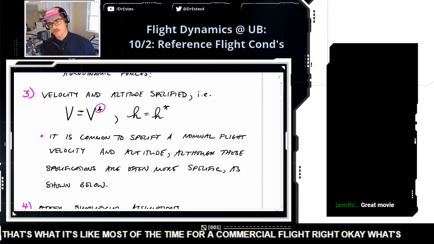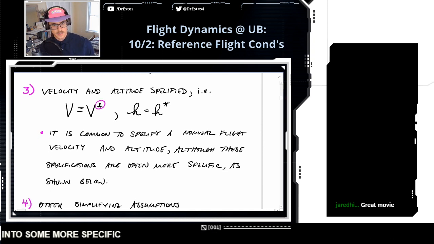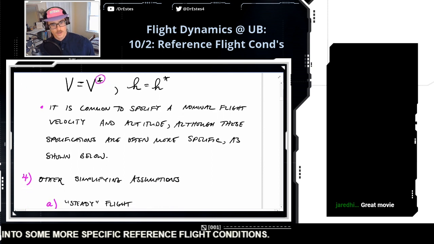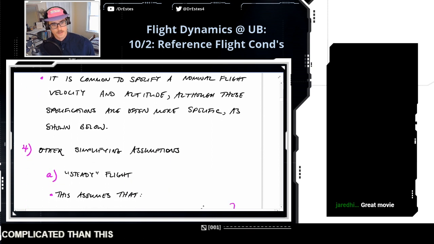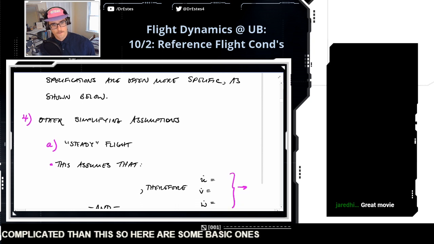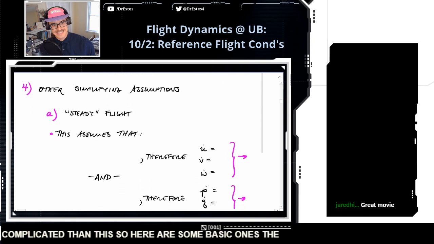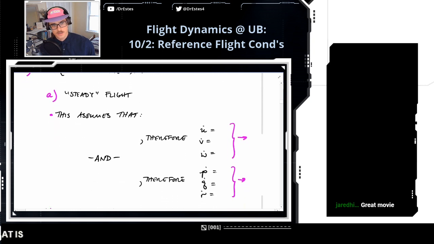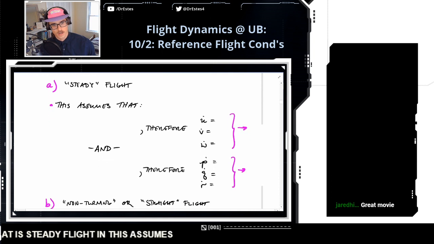Let's get into some more specific reference flight conditions though, because it'll get more complicated than this. So here are some basic ones. The first one we're gonna look at is steady flight, and this assumes a couple things.